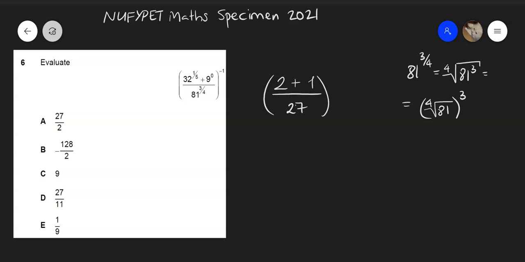And all of that is to the power -1. 2 plus 1 is 3, 3 over 27 is 1 over 9, and the reciprocal of 1 over 9, let's write it down, is of course 9. So the answer is C.